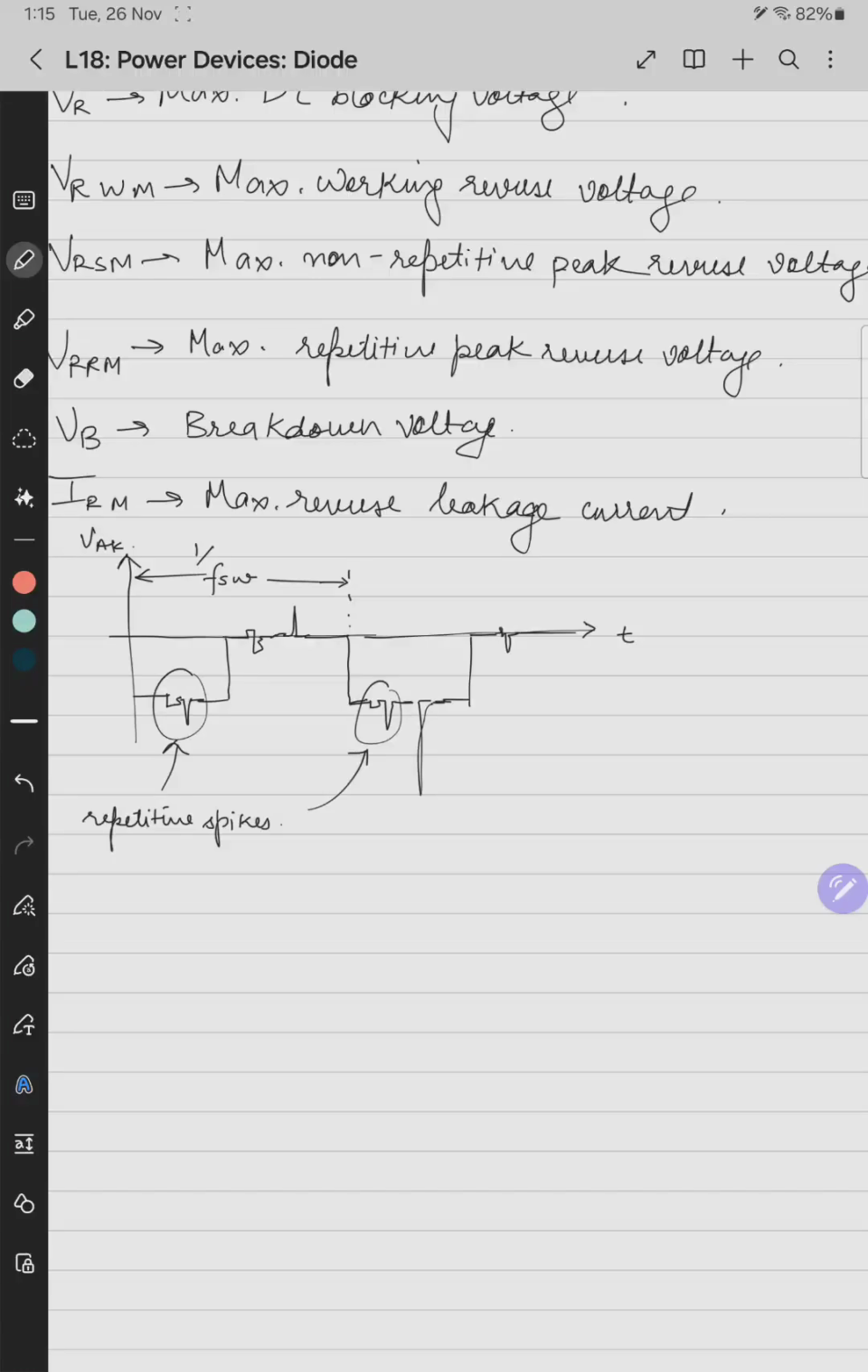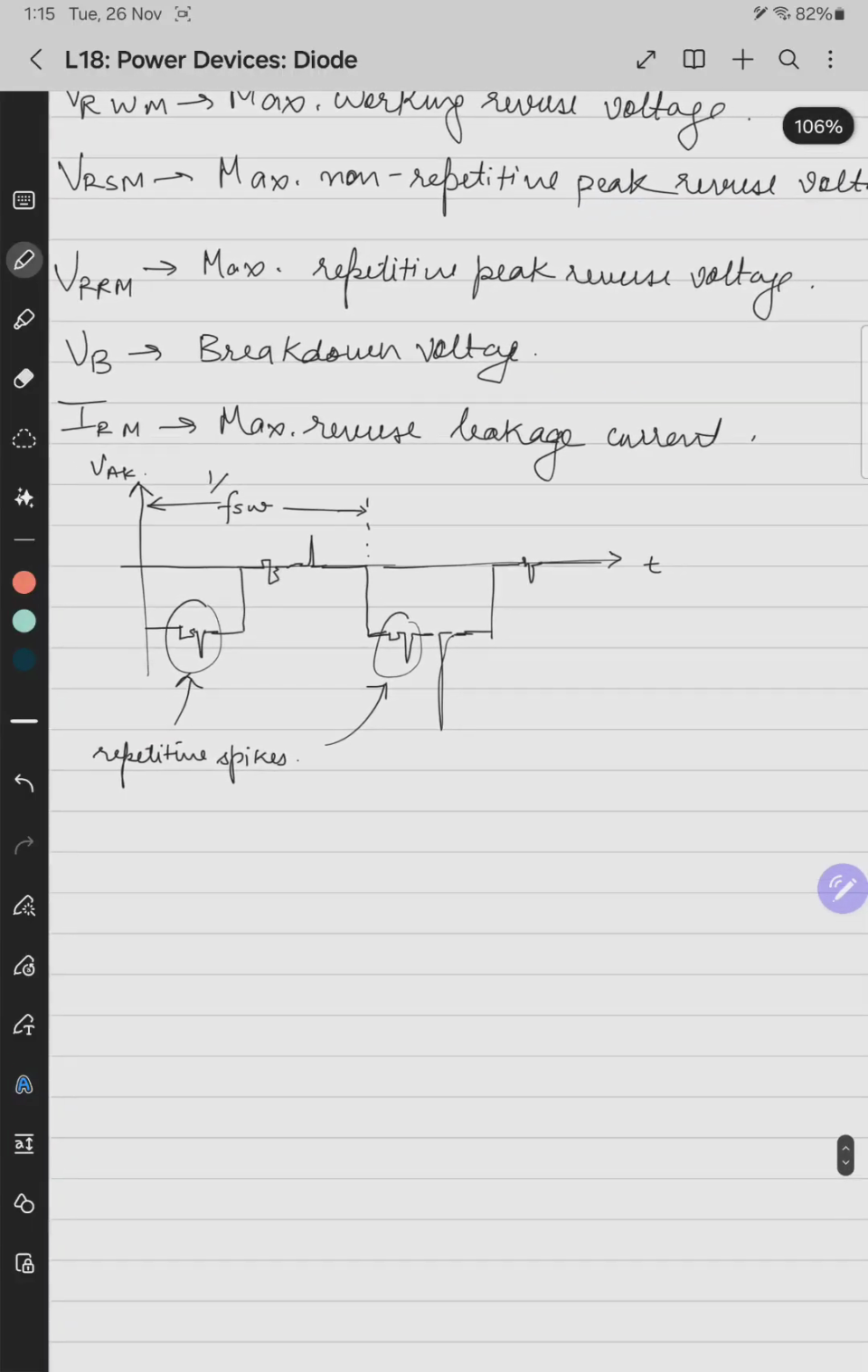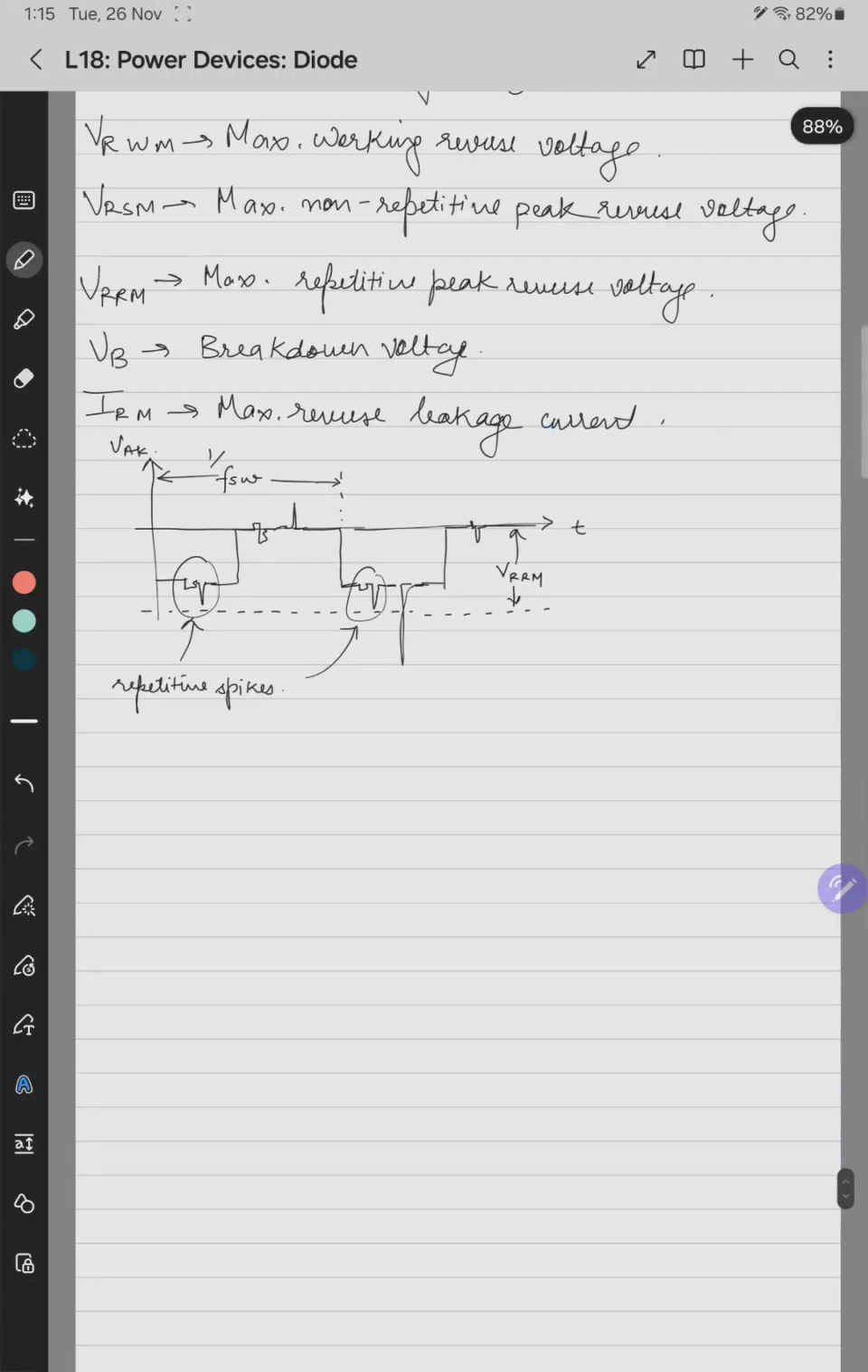So VRRM is the maximum repetitive peak reverse voltage. First we have to see what the types of repetitive peaks are. So these are the repetitive peaks, and this is VRRM, the maximum repetitive peak reverse voltage. We look at reverse voltage because the voltage across the diode is the voltage during the blocking state, or the reverse stage. So this is VRRM.